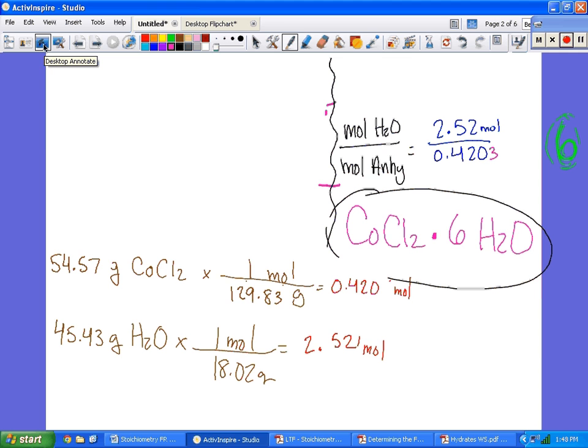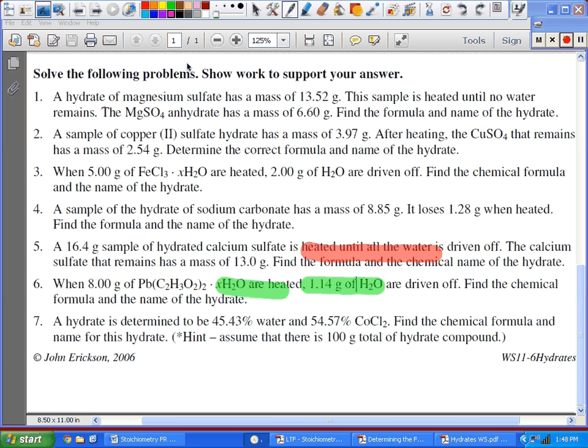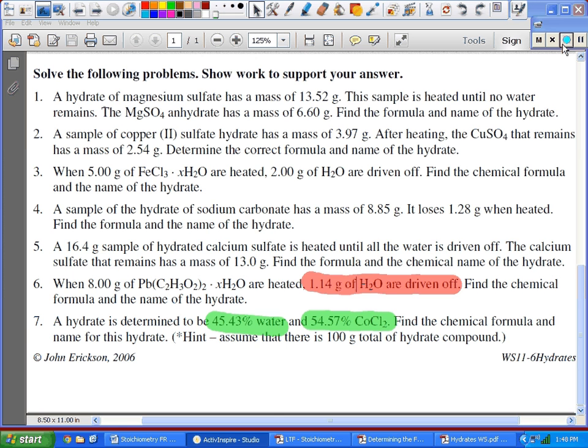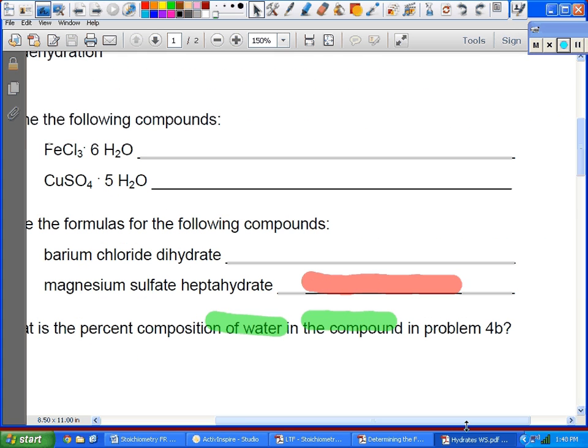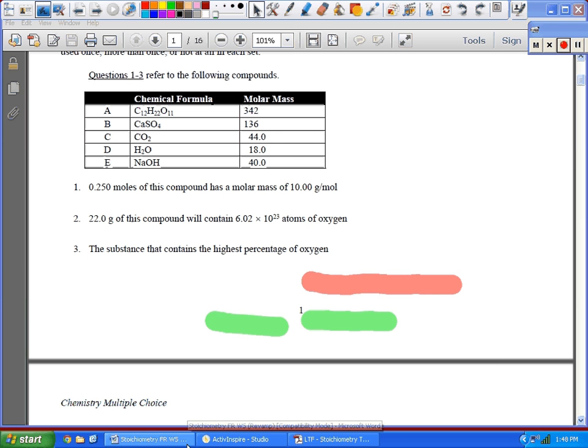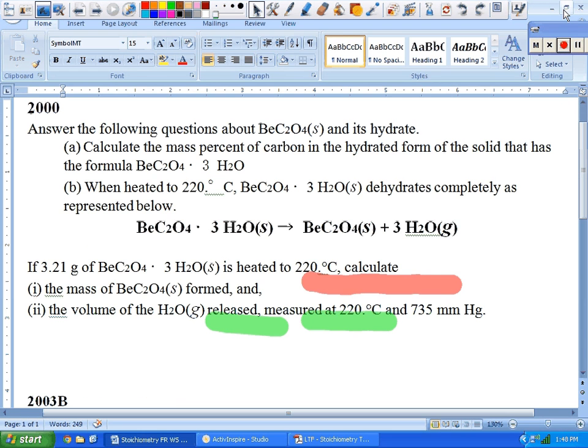Here's what I want you to do. Go back into Schoology, please. In Schoology, there's a worksheet that I would like you to pull up. It is called Stoichiometry FR, and it has revamp in parentheses. Put that in Notability, please.